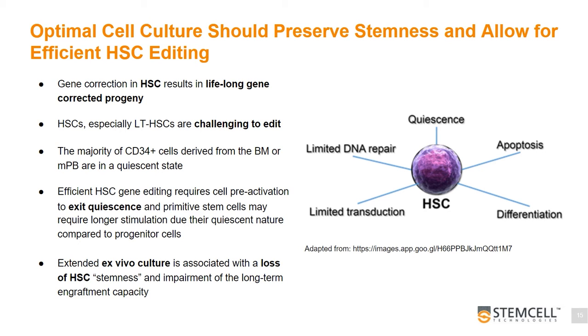Therefore, editing strategies that rely on ex vivo cell culture should preserve HSC stemness and at the same time allow for efficient editing. However, primitive cells are challenging to edit and have been shown to be less permissive to genome editing due to their quiescent nature. As well, they tend to be more sensitive to the cytotoxicity correlated with gene editing methods. Pre-activation of cell cycle and exit from quiescence are needed for efficient editing in primitive cells.